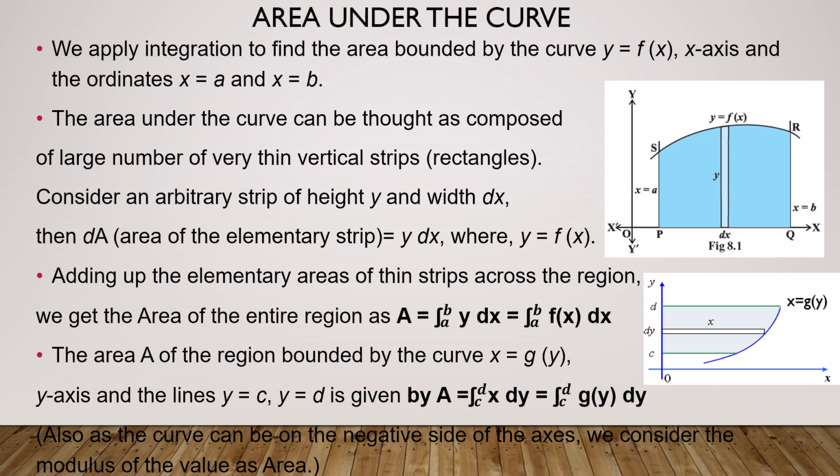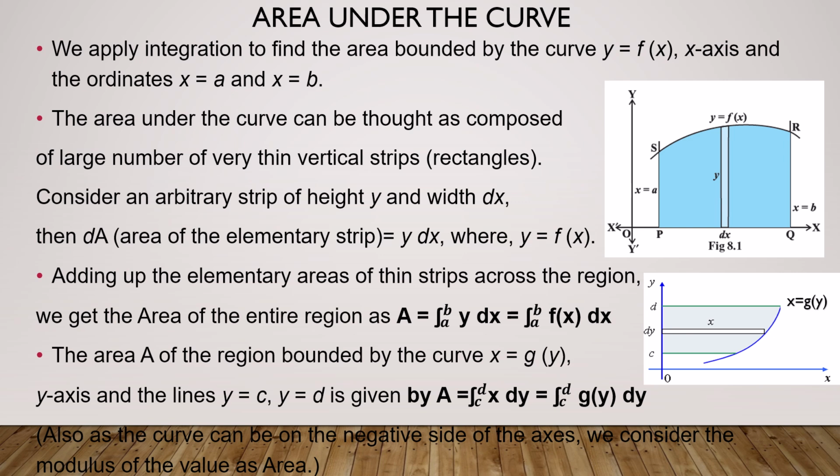Suppose you are having a curve f(x), we can apply integration to find the area which is bounded by the curve f(x), x-axis and the ordinates x equal to a and x equal to b, as shown in the figure. Now this area under the curve, you can think that it is composed of a very large number of very small vertical strips which are rectangles.